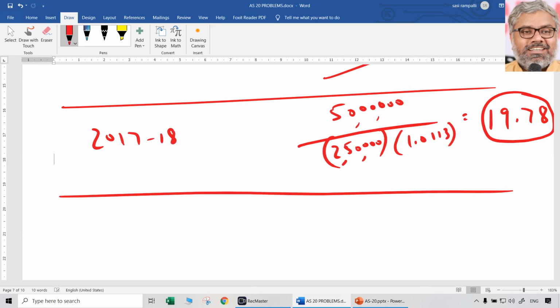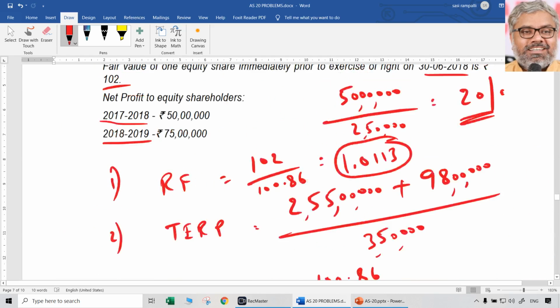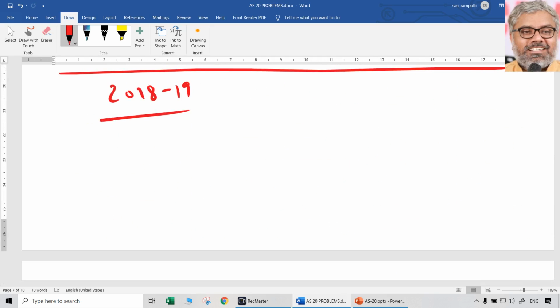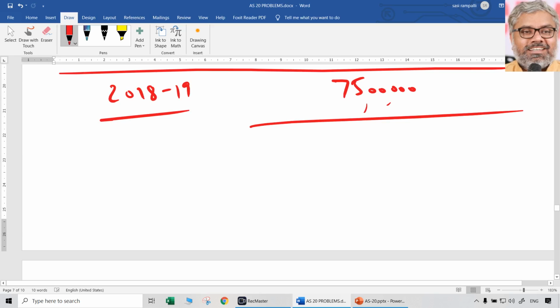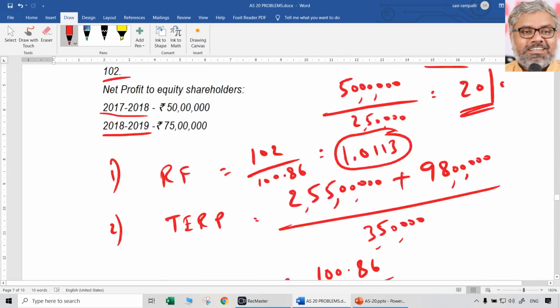But the current year situation is different. Current year situation, 2018-19, let us say. For this purpose, the numerator is not a problem. The numerator is once again as given in the question, 75 lakhs is the profit. But the denominator calculation is important. Prior to the rights issue, 2,50,000 shares are there. That should definitely be multiplied with 1.0113. But not only that, that should be multiplied with the number of months also they were outstanding.